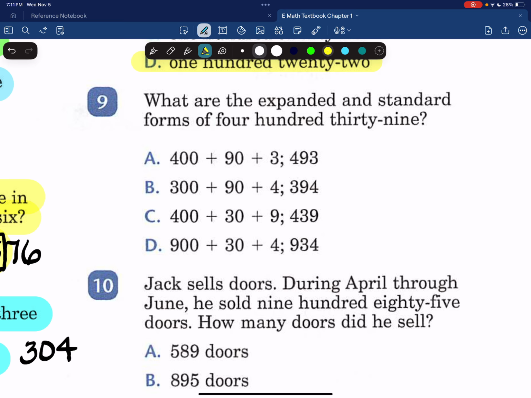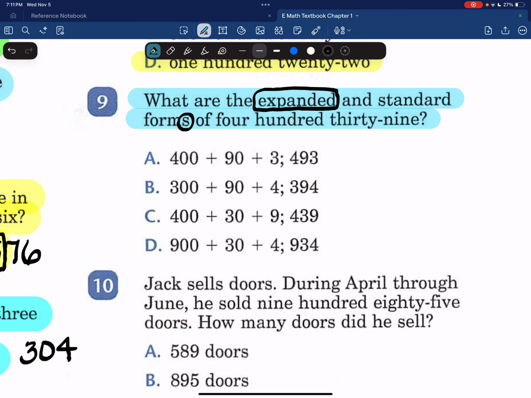What are the expanded and standard forms of 439? Now here is a clue. You see that S on the word forms? That means that there are 2 answers here. So expanded is one of the things I'm looking for. The word and tells me I'm looking for 2 different things as well. And then the number in question is right here.